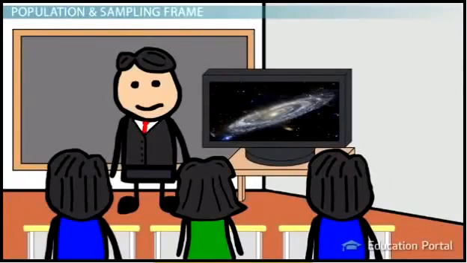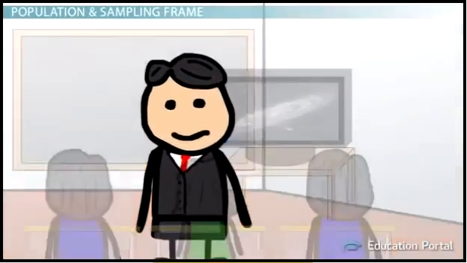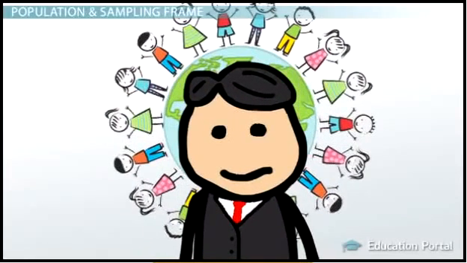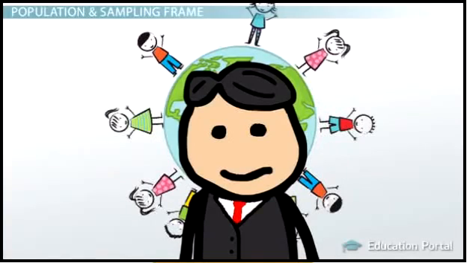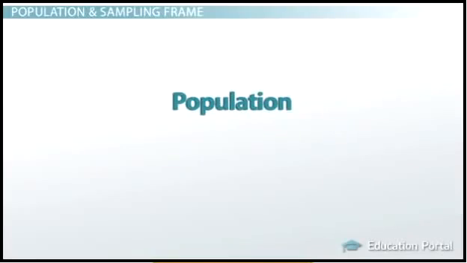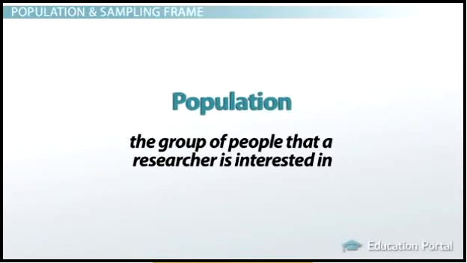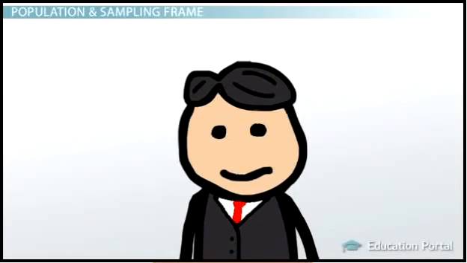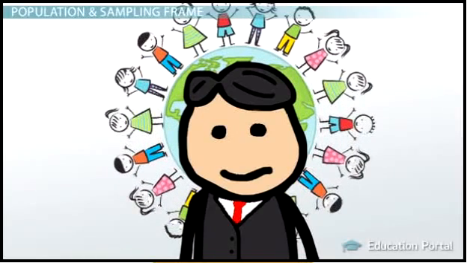Okay, so Matt wants to know how much children remember from the television show. If he's really interested in studying how much all children from around the world remember, that's a lot of children, and, as we mentioned before, he has to narrow it down a bit. The population of a study is the group of people that a researcher is interested in. Usually, the population is too large to actually measure. For example, Matt's population might be every child in the entire world.